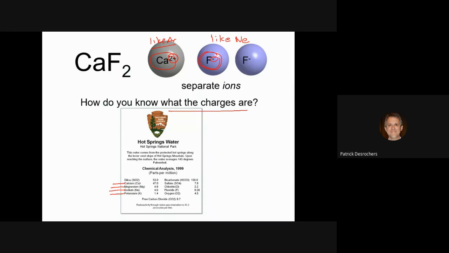So let's go down our list. What charge is calcium going to have? Calcium is going to be +2. What charge is magnesium going to have in hot springs water? Look at your periodic table. You've got to know this. You've got to be able to assign charges to these ions. What charge will magnesium have? Look at your periodic table.